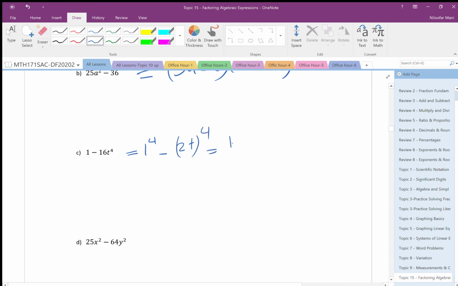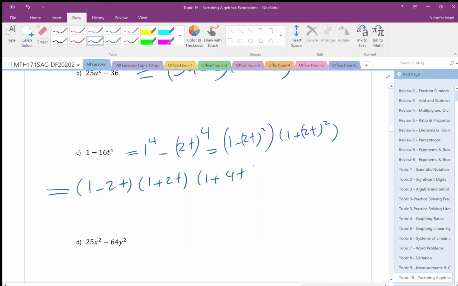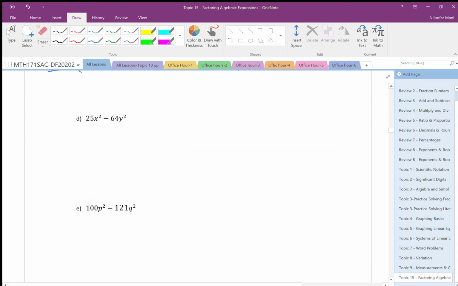So I can say 1 minus 2t squared multiplied by 1 plus 2t squared. Now I continue. It is 1 minus 2t multiplied by 1 plus 2t multiplied by 1 plus 4t squared, because the other one I cannot factor. Okay? Nice.